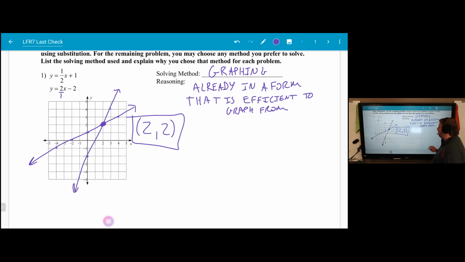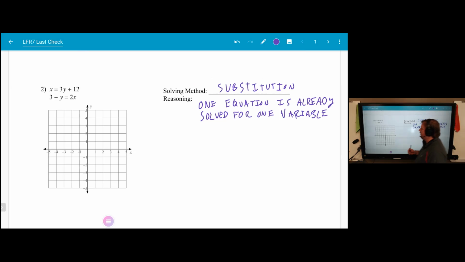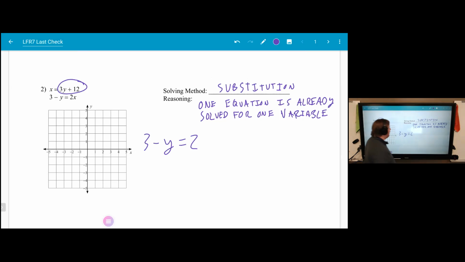Let's look at number 2 now. I said substitution. So anywhere I see x in the second equation, I'm going to put in parentheses. Please put it in parentheses so you remember to distribute the whole thing through. I've got 3 minus y equals 2 times x, but instead of writing x, I'm going to write (3y + 12), because x equals 3y + 12, so I'm substituting it right back into there.